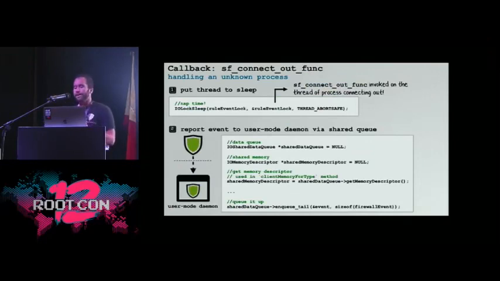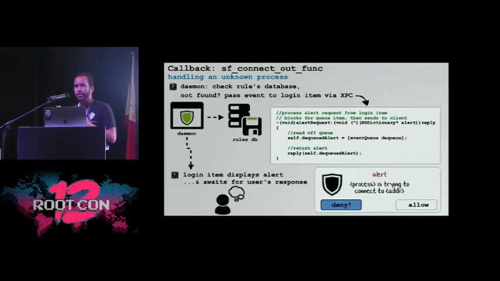So if we don't recognize the PID, if it's a new process, as I mentioned, we have to ask the user to figure out what action to take. So in the kernel, we put the thread to sleep, and then we ask a user mode daemon to handle this request. We do this by pushing information about the connection to a shared queue. Specifically, we pass the PID, the socket, and the address it's trying to connect to. So the daemon is listening on this shared queue. It gets this request from the kernel extension, basically saying, hey, I have a connection, I'm not sure what to do about it, please help me decide.